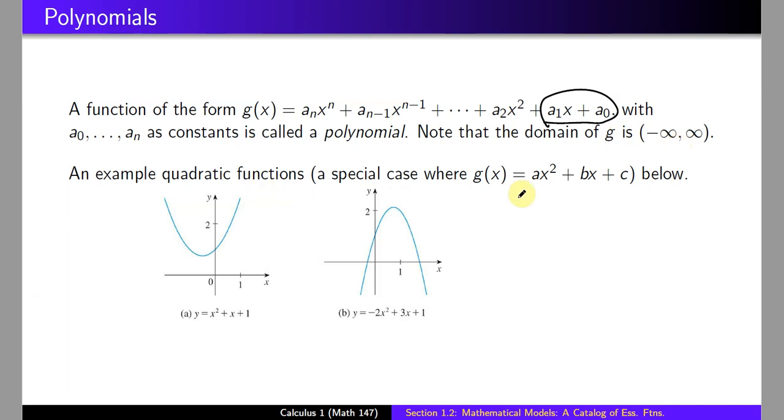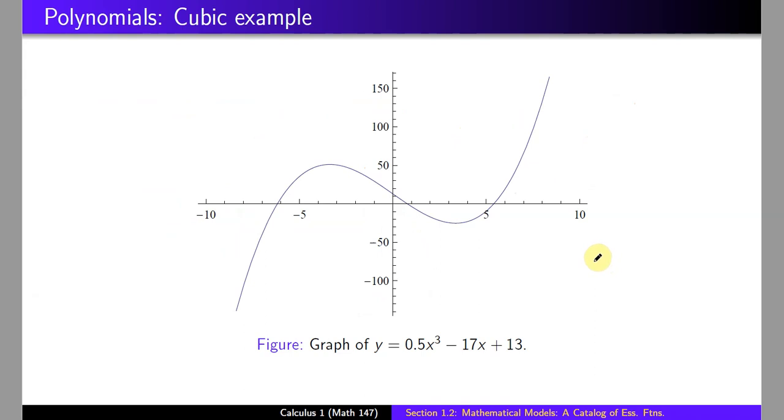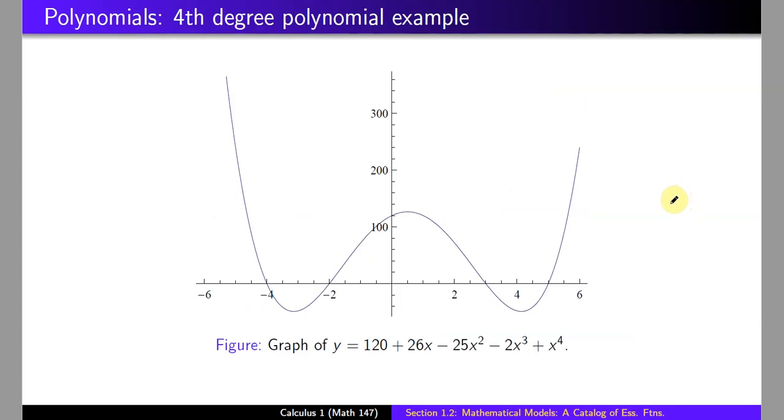The special case is going to be the quadratic function, which has this form right here. And we know what this looks like. It's going to have this U shape where either the U is opening upward or it's opening downward. Now, if we increase the degree, if the highest term is now 3 rather than 2, we have this cubic function, which looks like this, as another special case.